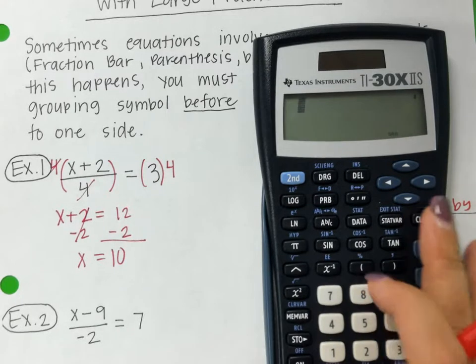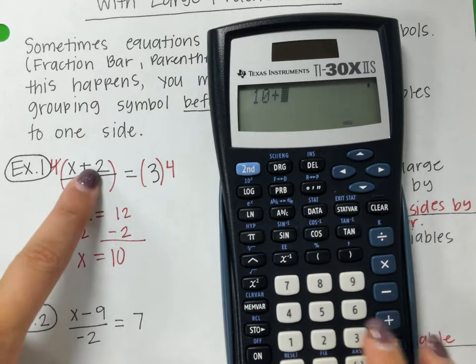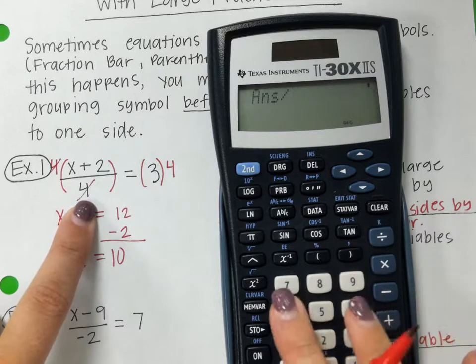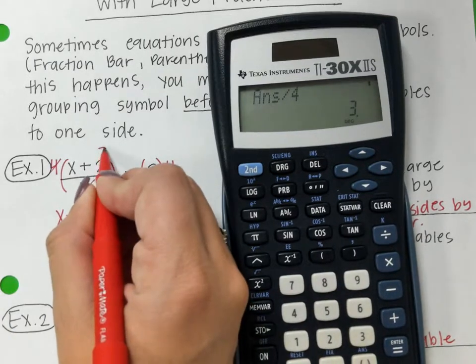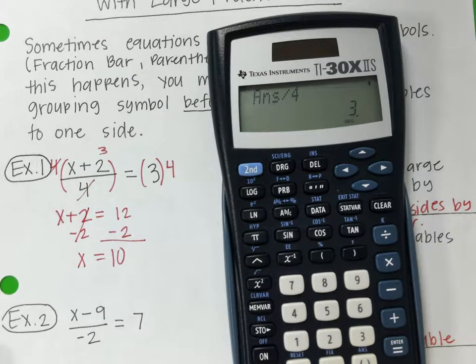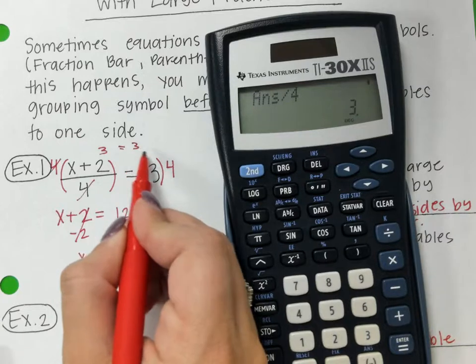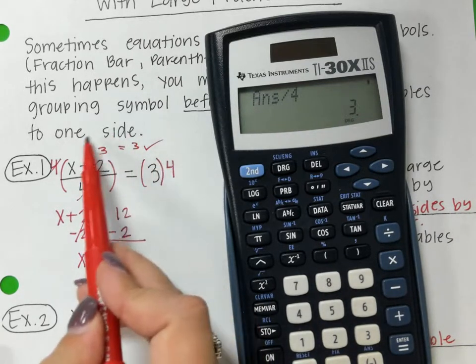Okay. So if I'm plugging this in my calculator, x equals 10. So that means I have 10 plus 2 equals 12. And then divide by 4, which gives me 3. Okay, so I'm going to write 3 up here above the left-hand side. And then it's also equal to the right-hand side of 3. So I know that my answer is correct. Okay. This is what I want to see from now on out.